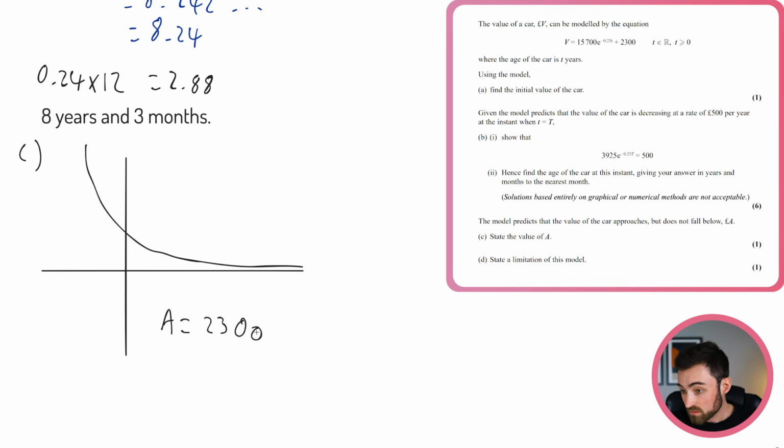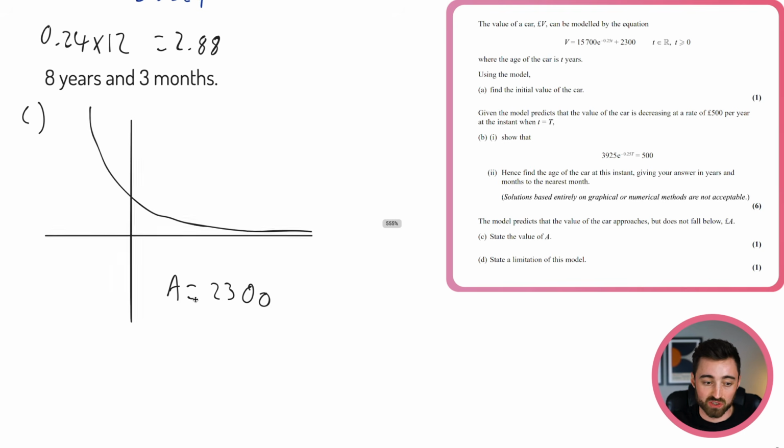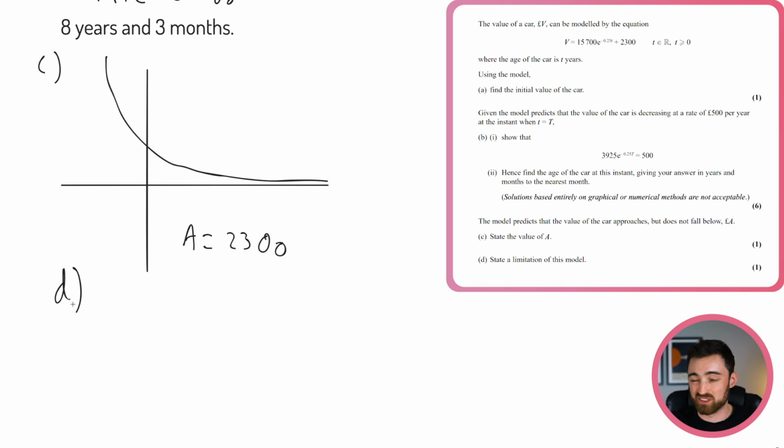Sweet. State one limitation of this model. Okay, I mean, there's usually quite a few acceptable answers here. Let's have a look. So what's going on? I mean, first of all, this model is saying that the value is always going down, right? It's kind of got this negative exponential.